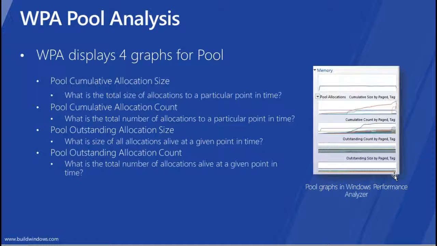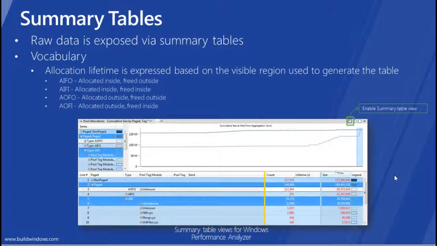Apart from these graphical views, the raw data is exposed via summary tables. The data in the summary table can be aggregated in different ways. For example, as you see from the image, everything to the left of the gold bar is aggregated. You can aggregate based on paged versus non-page pool. You can aggregate based on a particular driver name. You can also aggregate based on pool tag. What this allows you to do is get more insight from the data.